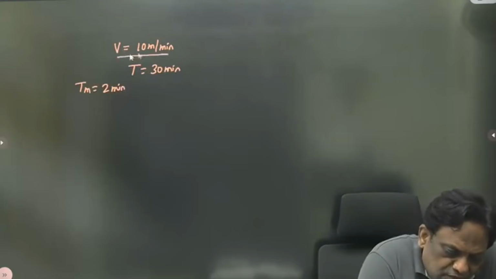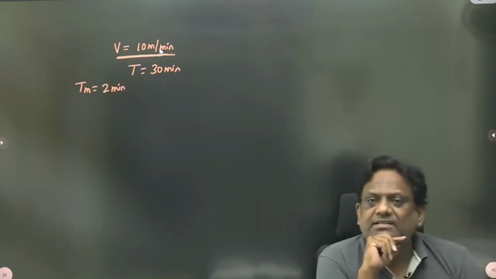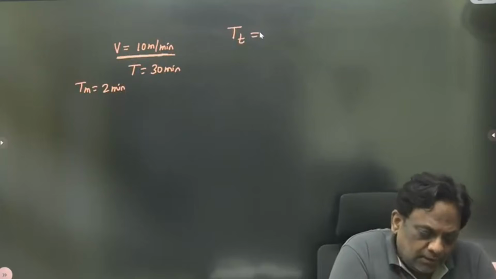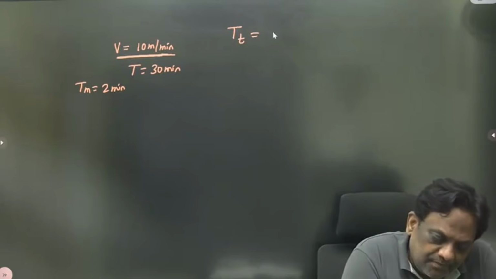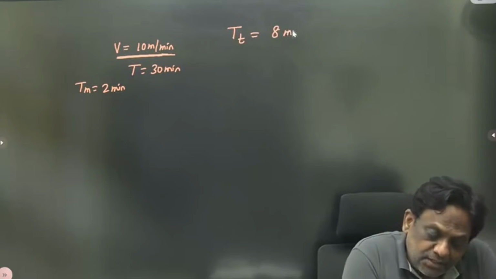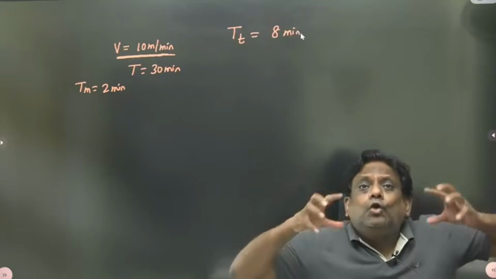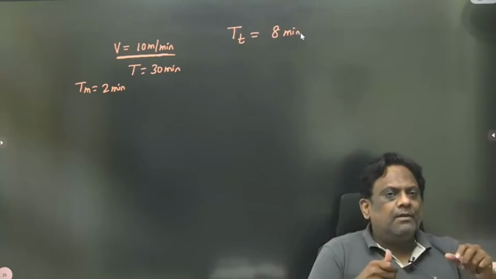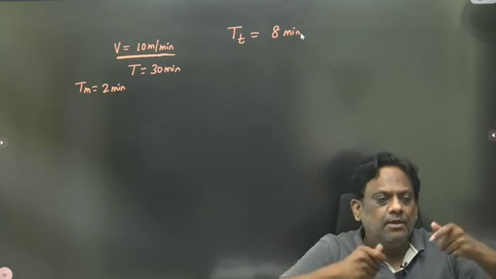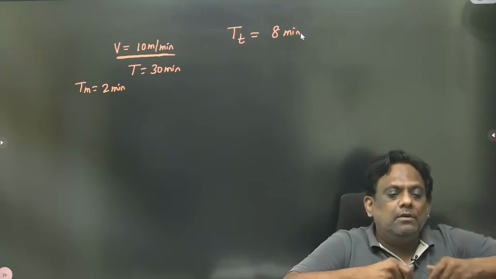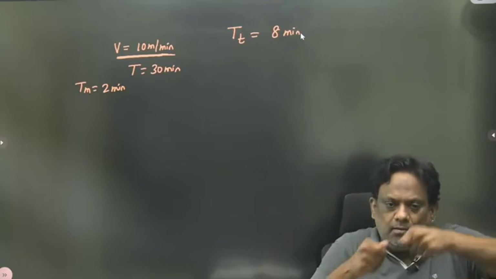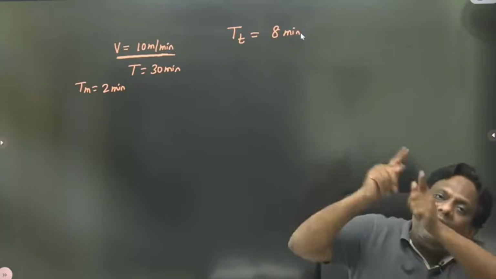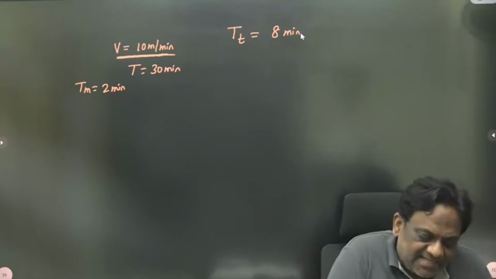With this velocity, how many pieces are you manufacturing? Let us say the tool changing time is some 8 minutes. Listen carefully, sir. What is this 8 minutes? It is the total time required for changing the tool. What does changing the tool mean? You are stopping the machine, you are removing the tool, and then you are loading the fresh new tool. For removing the tool and reloading the new tool, let us say it is taking 8 minutes.